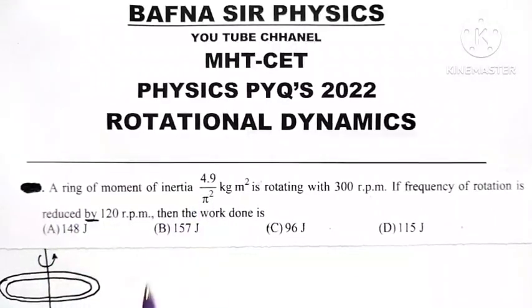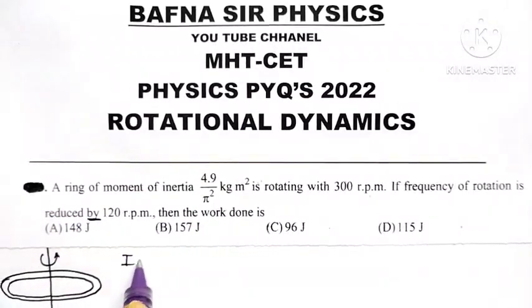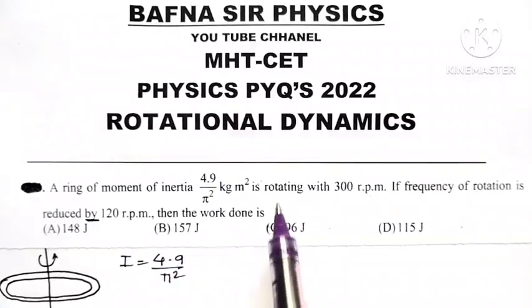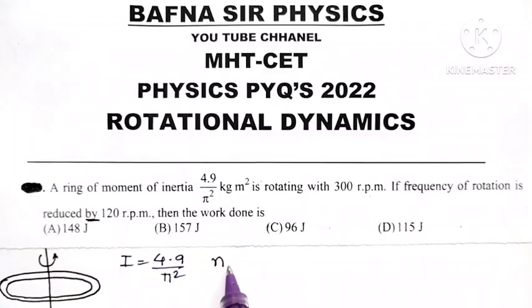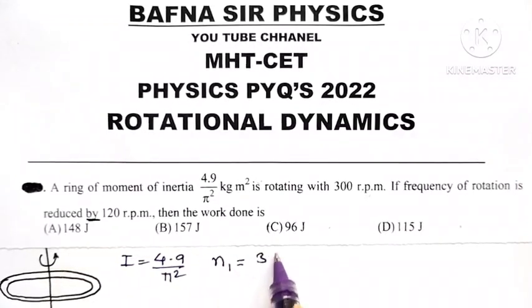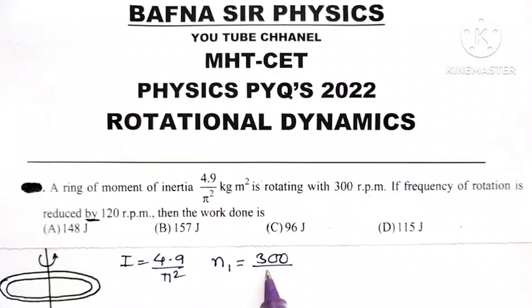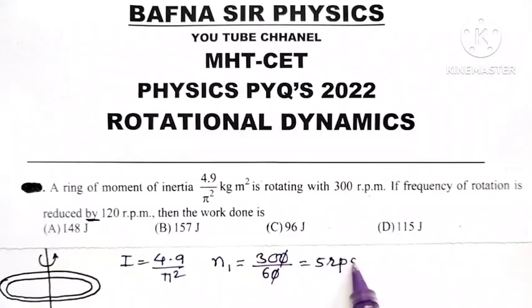A ring of moment of inertia 4.9 divided by pi square is rotating with 300 rpm. Number of rotations per minute is given, that is 300 rpm. Convert it into rps, means divided by 60. So this 0 gets cancelled with 0, means it is 5 rps.